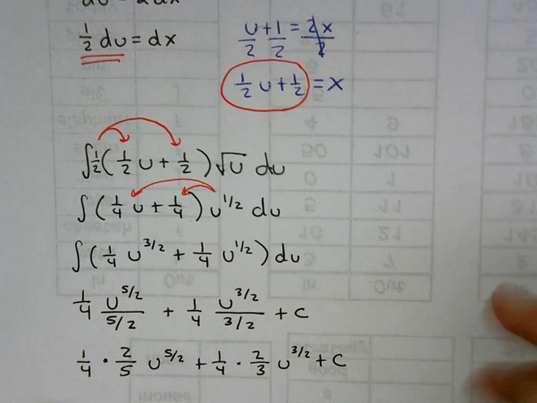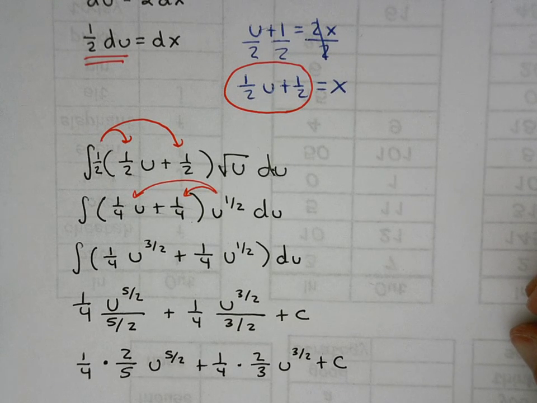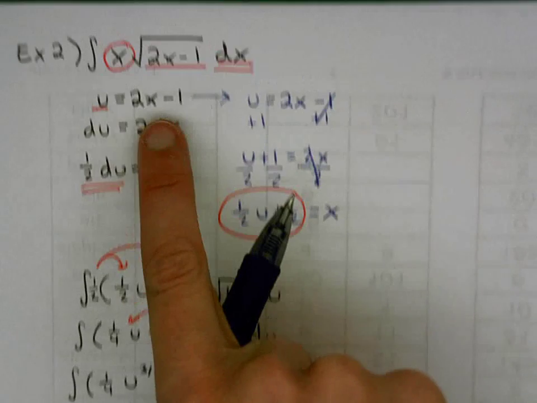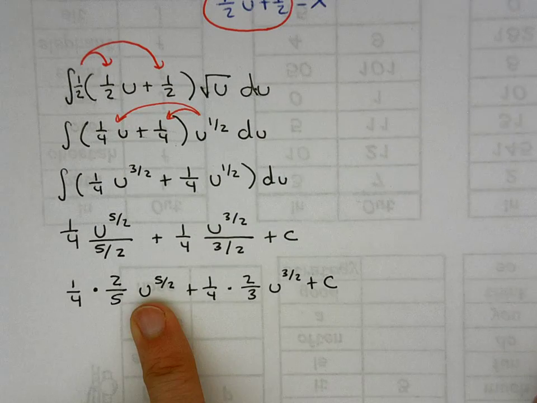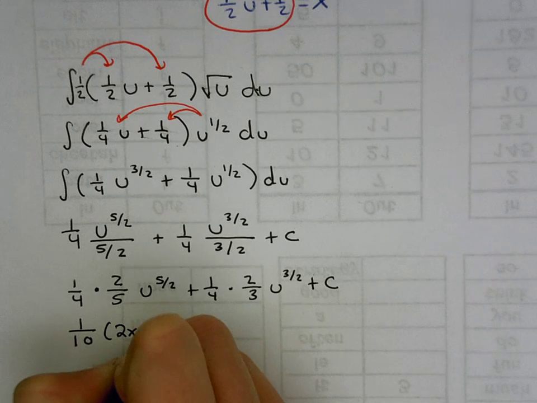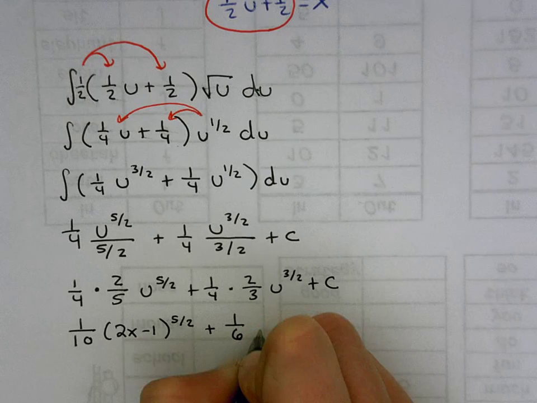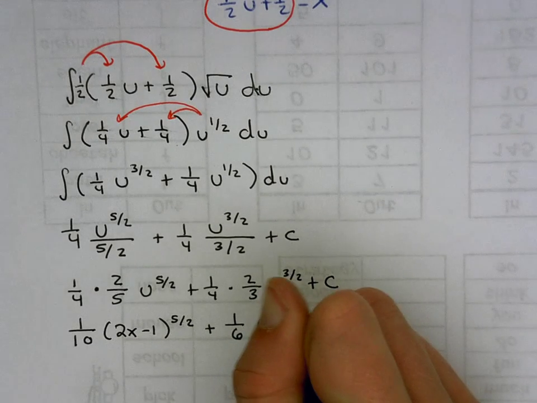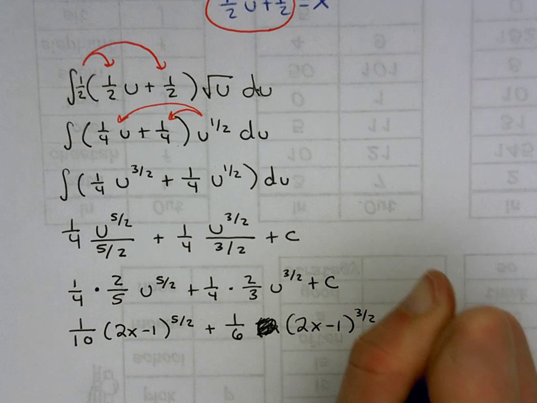And then again, our last step is to substitute back into the x. Or sorry, let me rephrase that. It's to substitute the x back into the u, I should say, rephrasing our answer in terms of x. Okay, and so my u was 2x minus 1, and so I'm going to take that 2x minus 1 and put it back into my equation. And so this is going to be 1/10 2x minus 1 to the 5/2 plus 1/6 2x minus 1 to the 3 halves plus c.